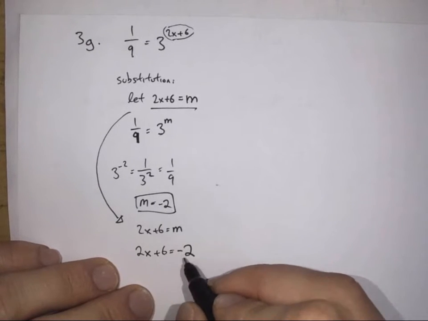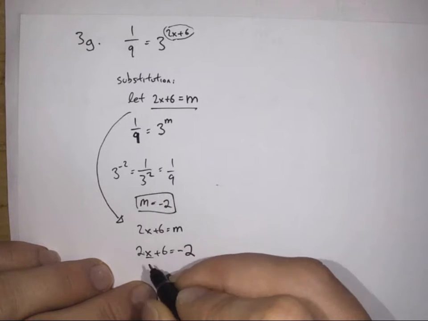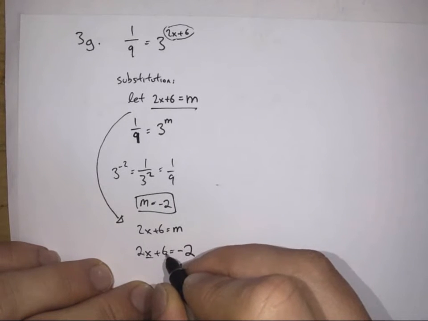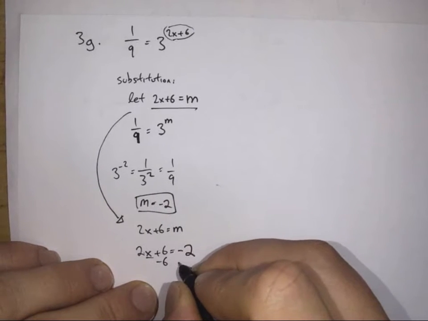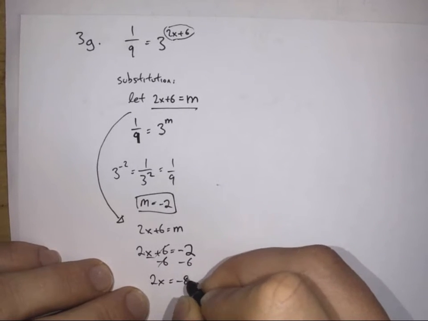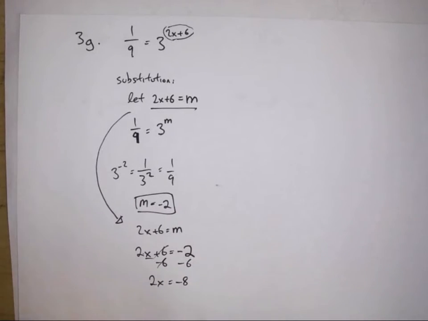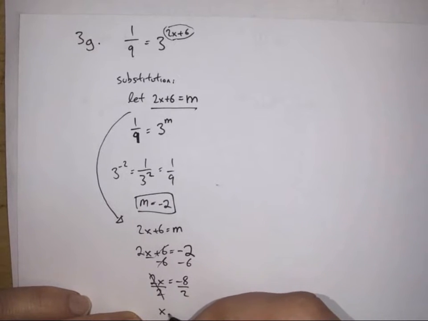Okay, and then we can solve for x. This is an easy algebra step. We're going to get x by itself. It is being multiplied by 2 and 6 is being added. We want to get x by itself, so we're going to take away the 6 first. We're going to subtract 6 from both sides, because it's 2x equals negative 8. And then lastly, we should divide by 2 to isolate x completely. And then we get x is negative 4.